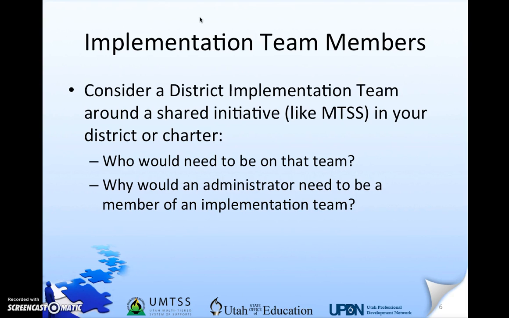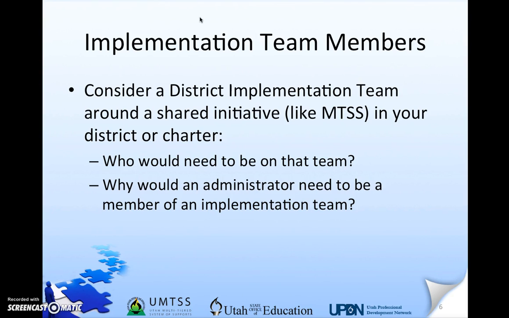Considering that team, I'd like you to take a couple minutes in the comment box, if you could, to answer a couple questions. One, who would you like to be on that team? Who's needed on that district level team to guide the efforts of the major initiative that you're considering, whether that's MTSS or something else? And second, if you can follow that up by answering this question, why would an administrator need to be a member of an implementation team?